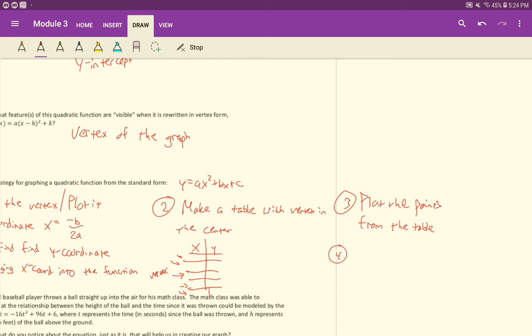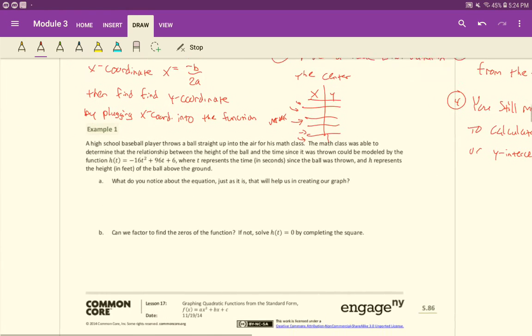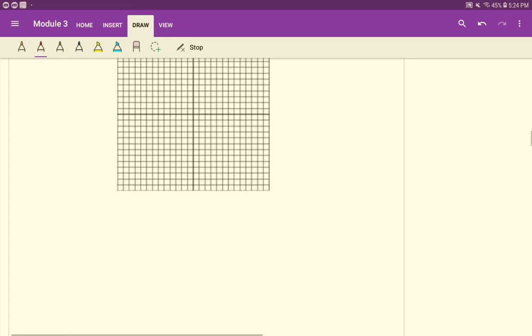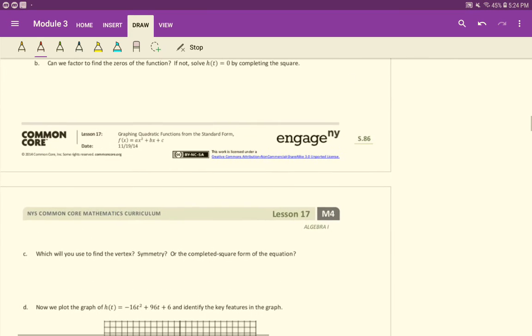Okay, you still may need to calculate important points, like the x-intercepts or y-intercepts. So keep that in mind too. Okay? All right, let's take a look here at an example of that.